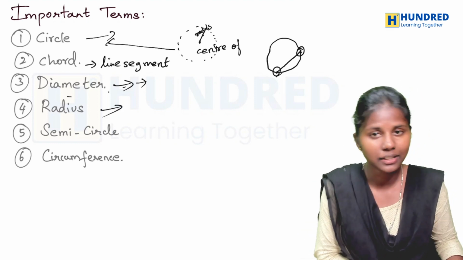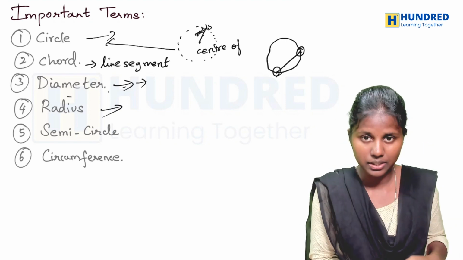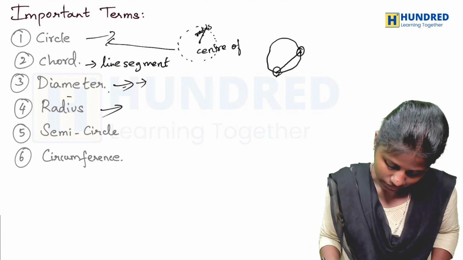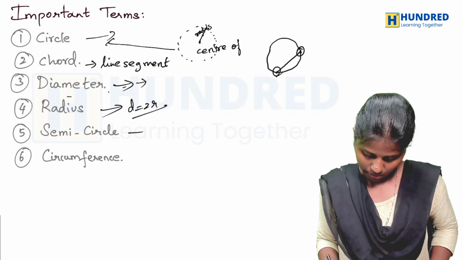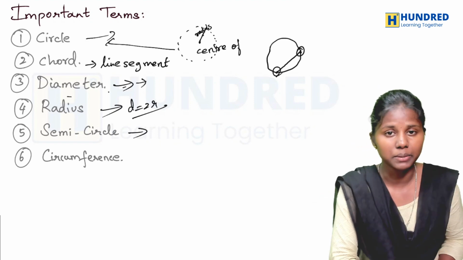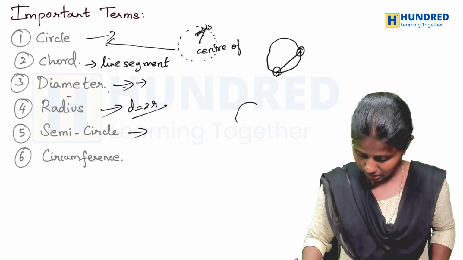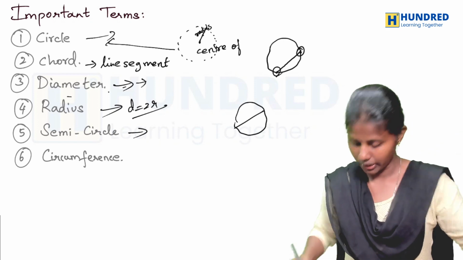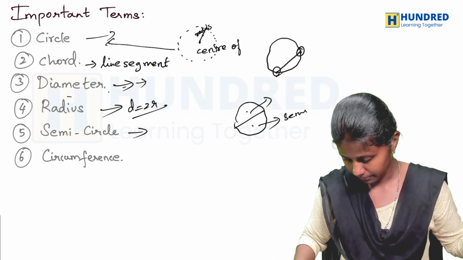And what is radius? Radius is the equal distance from the center to all the points on the circle, or we can say it is half of the diameter, or diameter is equal to 2r. And what is a semicircle? If a circle is divided into 2 equal parts by a diameter, then each part is called a semicircle.